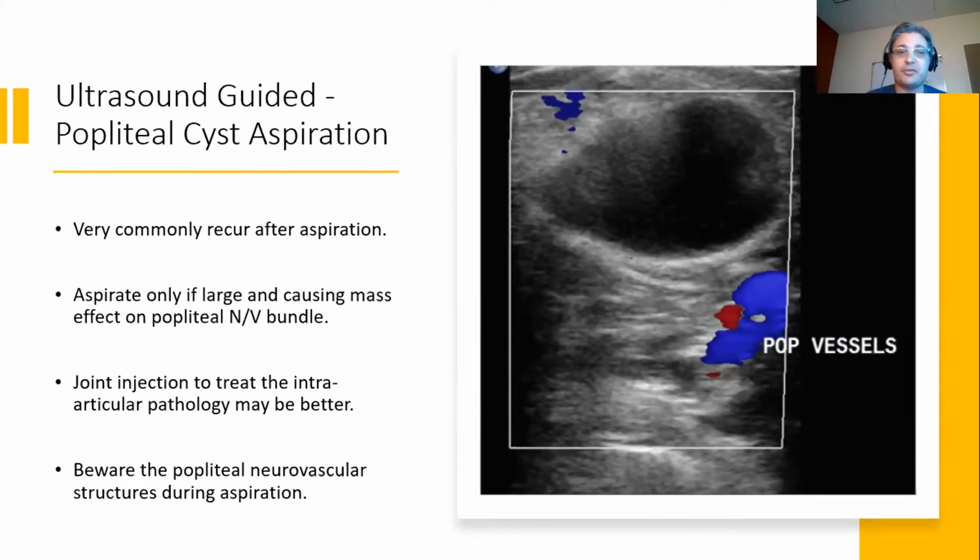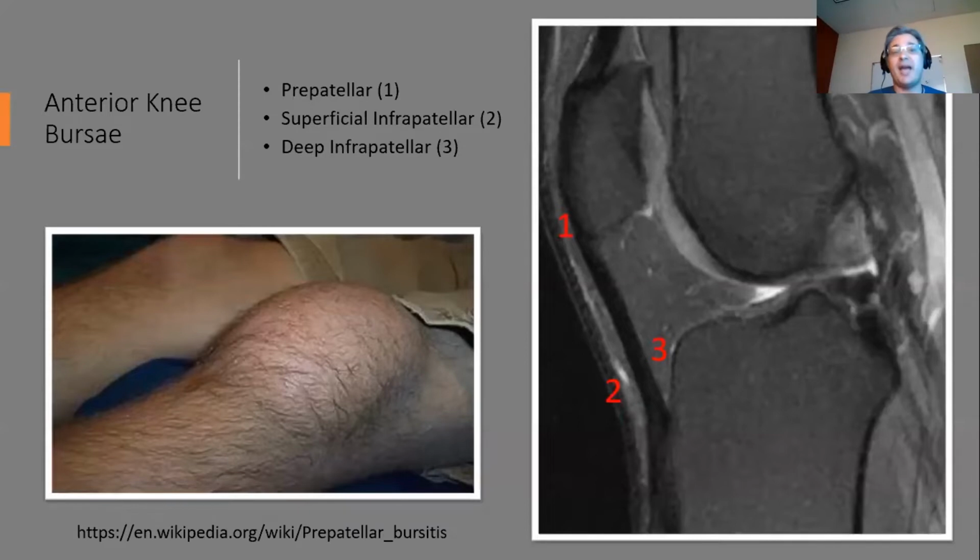adjacent neurovascular structures. Okay, now to perhaps a slightly less common area of the knee where we see bursal inflammation, the anterior aspect of the knee. And I have lots of fun pictures to show you of three different anterior knee bursa that can be inflamed.